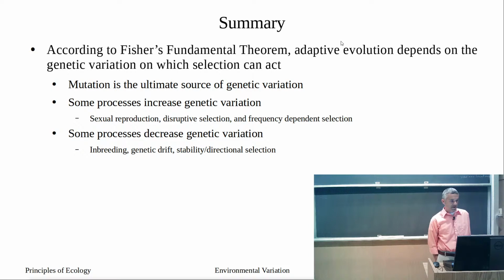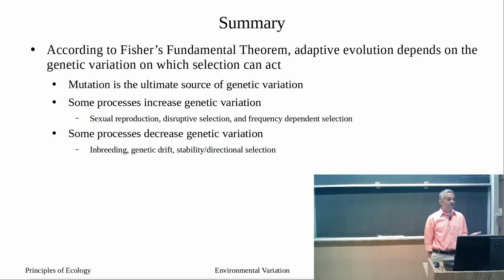All right, so a quick summary of this stuff. So this is the sources and causes of variation. According to Fisher's fundamental theorem, adaptive evolution depends on the genetic variation on which our selection can act. All right, so we have to have that heritable variation. That goes back to Darwin's tenets. We have to have that heritable variation. That heritable variation actually has to code for the phenotypes that selection is favoring. All right?